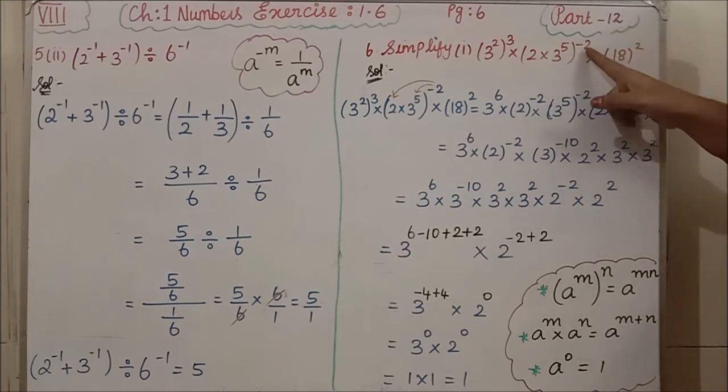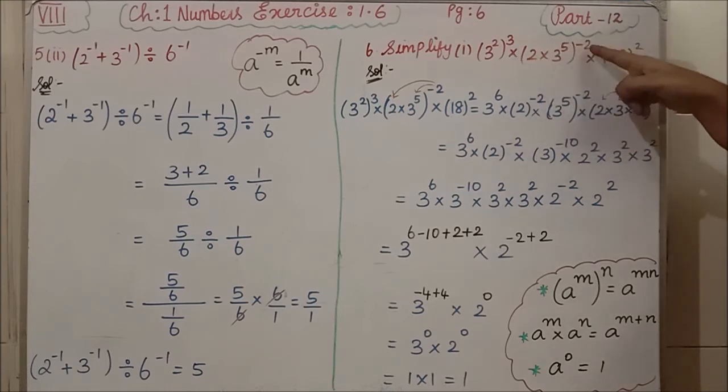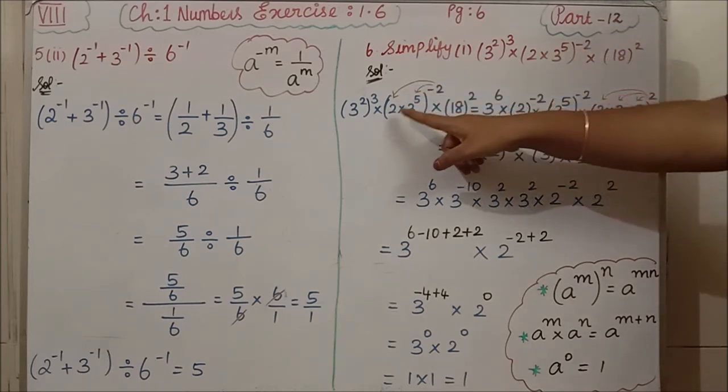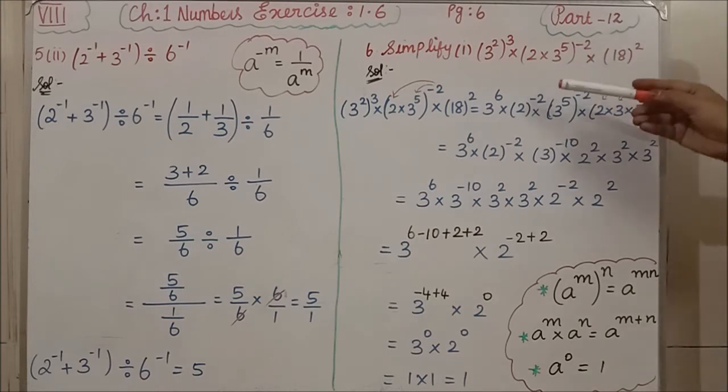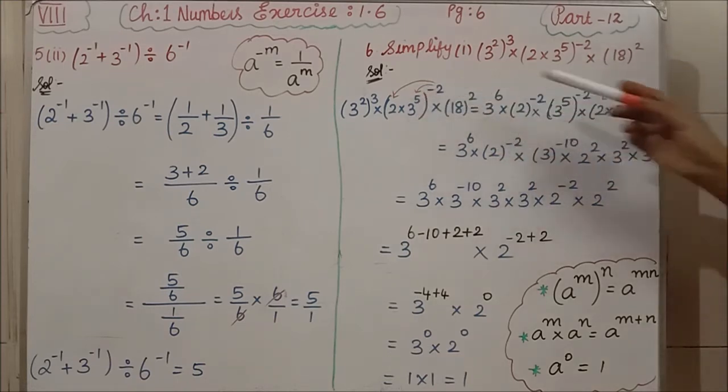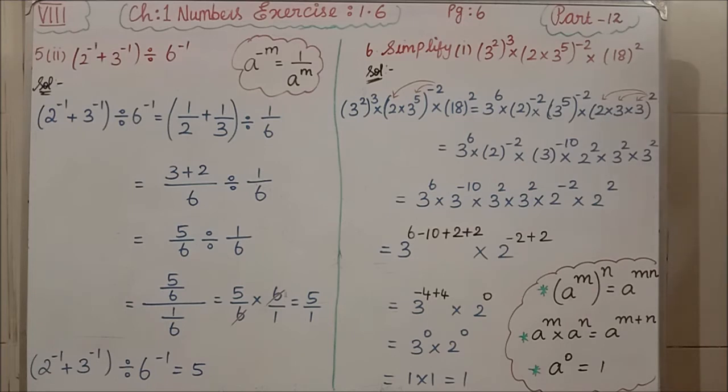Clear? Now this whole power minus 2 we are having, which means this minus 2 is for this 2 as well as for this 3. Clear all of you? The minus 2 is for 2 as well as for the 3. We have to take it inside. So how can we write that? 2 whole power minus 2 into 3 power 5 whole power minus 2.